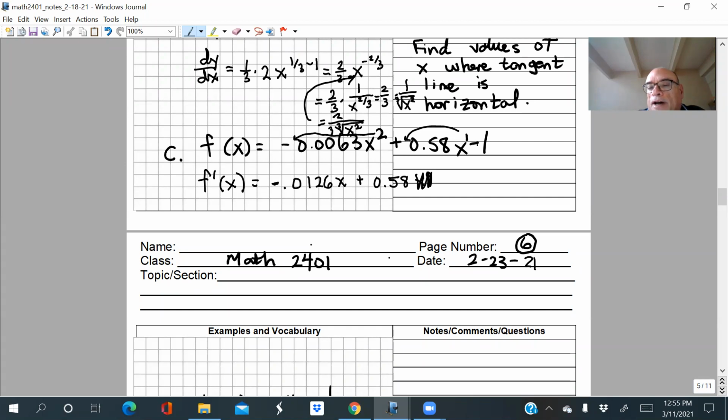What about the derivative of -1? What's that? -0, which is 0, correct? So there you go. So you don't even have to write that down. So there is your rate of change, -0.012 x 126x plus 0.58.